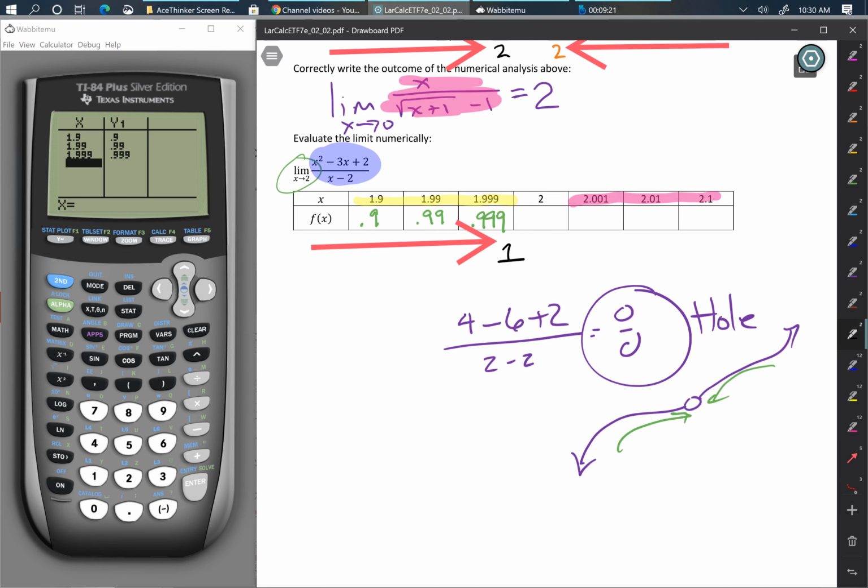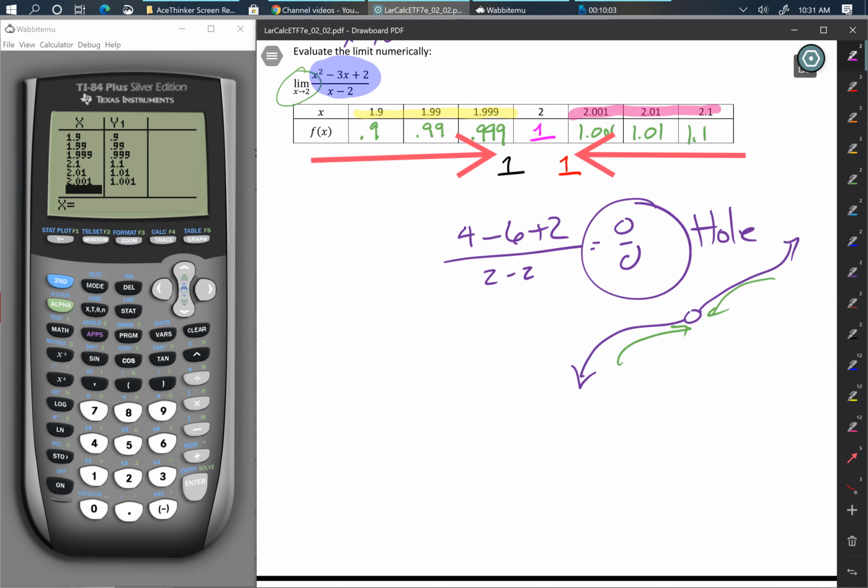Now I'm going to check to the right. So I'm going to use those numbers that I highlighted in pink. 2.1, 2.01, 2.001, and see what happens. So this was 1.1, this is 1.01, this is 1.001. So I'm seeing, and I hope you're seeing the same thing, that coming in this way, it looks like it's approaching 1 again. So if the left side is approaching 1 and the right side is approaching 1, what are we going to say the value of the limit is? We're going to say the limit has a value of 1.